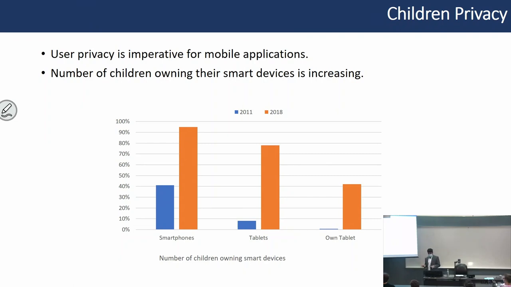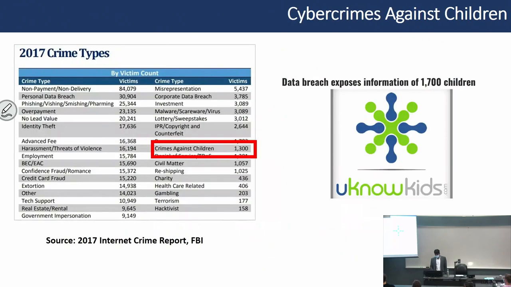So the number of children owning smart devices was 1% own tablet in 2011. It has grown to 41% in 2018, right? Now, what's the risk of this? Cyber crimes against children have increased manifold.